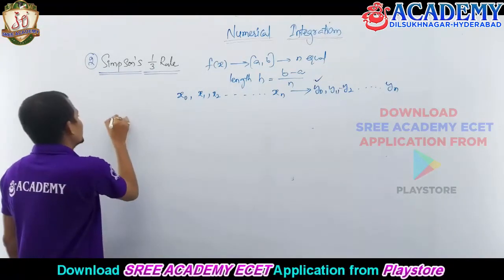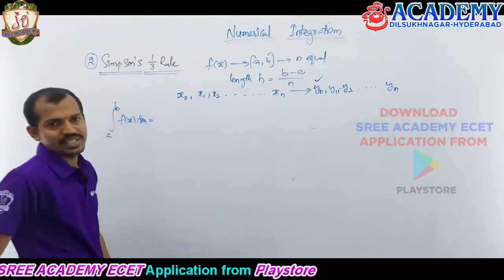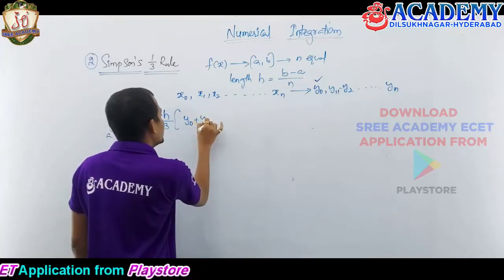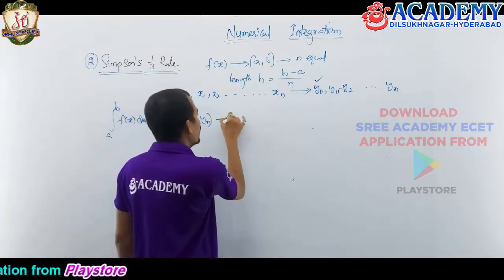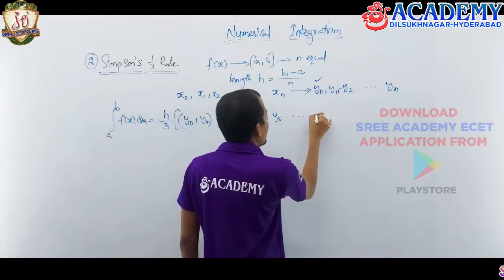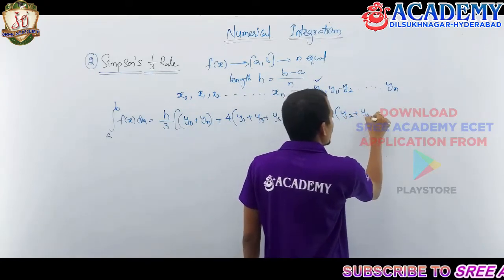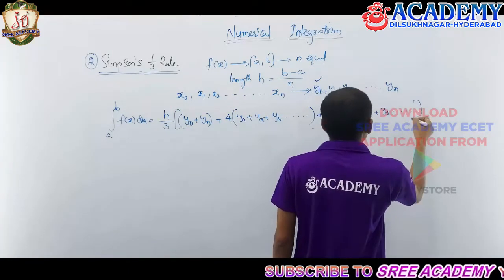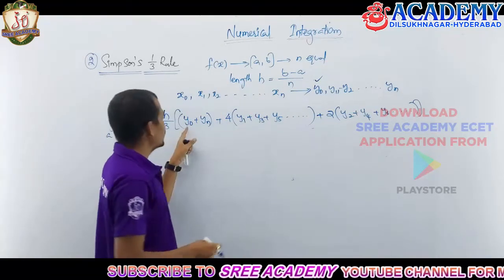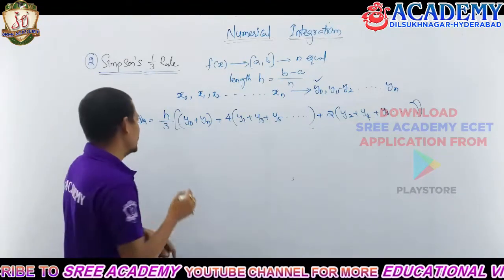From there we are writing that integral a to b f of x dx, that is Simpson's 1/3 rule, is nothing but h divided by 3 into y0 plus yn plus 4 into y1 plus y3 plus y5 up to so on, plus 2 into y2 plus y4 plus y6 up to so on. Here we will take odd values, here we will take even values. After taking y0, y1, the remaining values that exist, we take all of them.